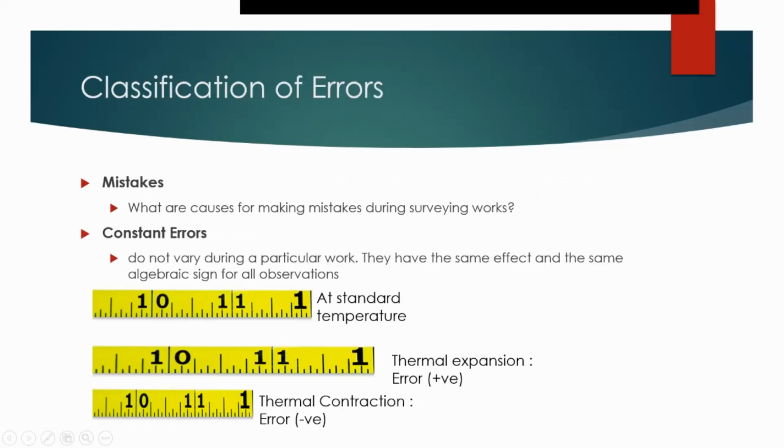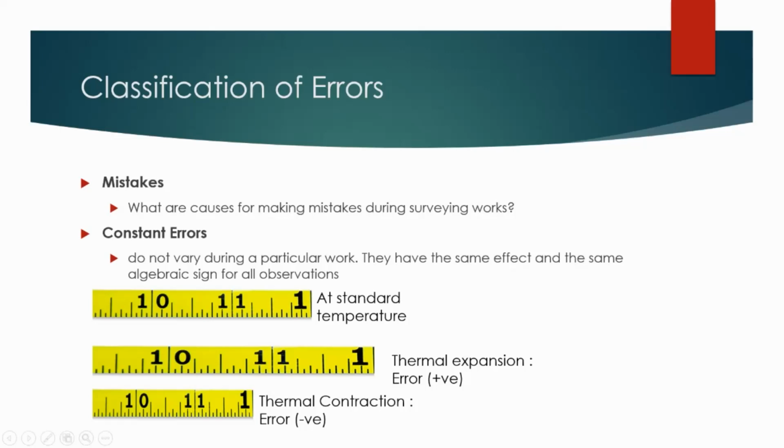Now, mistakes, obvious, you know that if you make a mistake you can have an error, right? Now you can find the answer for this question from the book. What are the causes for making mistakes during surveying work? You know, concentration lapse, reading errors, light errors. These things are mistakes, right? These things lead to mistakes.